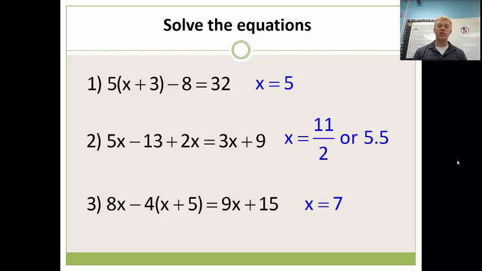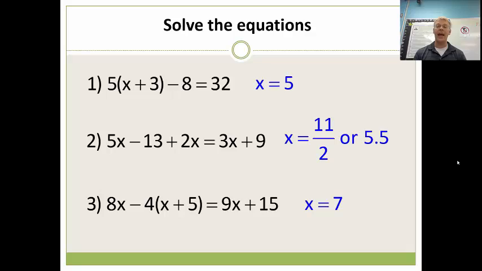Hopefully, for the first equation, you saw there's parentheses and like terms on the same side, and you got x is equal to 5. In the second equation, we can see we have like terms on the same side and variable terms on both sides. And you got either 11/2, which it's okay to leave as an improper fraction, or 5.5. In the third equation, we had all three: parentheses, like terms on the left-hand side, and then variable terms on both sides. And if we simplify all of that, then eliminate our constant, and then eliminate our coefficient, we would get x equals 7.